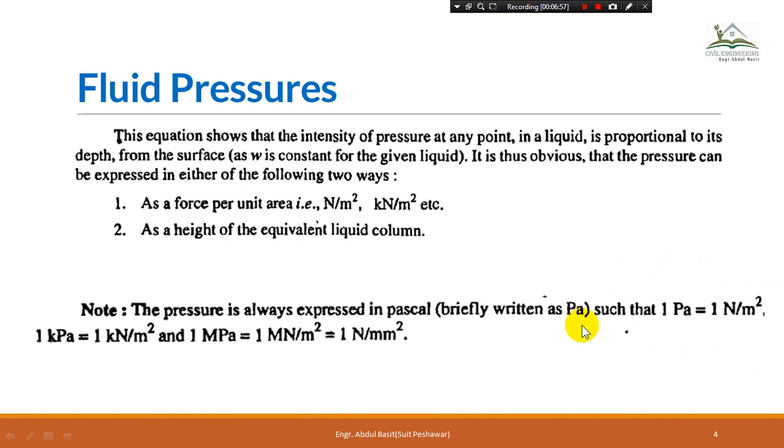1 pascal is equal to 1 newton per meter square, and 1 kilopascal is equal to 1 kilonewton per meter square. 1 megapascal is equal to 1 mega newton per meter square, and so on. So this is the simple thing. Whenever a unit of pascal is given, you will be able to convert that unit into any of these units that are given over here.